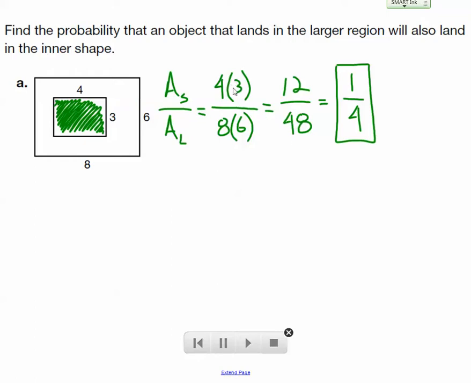Notice too, we could have just simplified up here. We could have said, look, 4 goes into 8 twice, and 3 goes into 6 twice. So what's 2 times 2? That's 4, and all you have left on top is 1. So there is another way to do it.